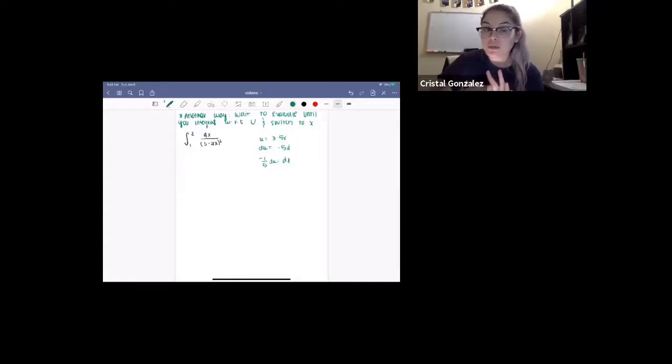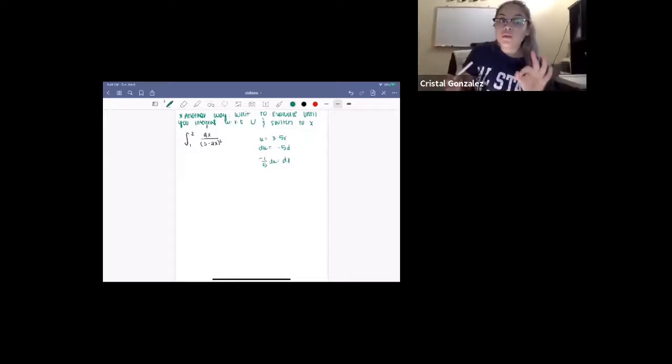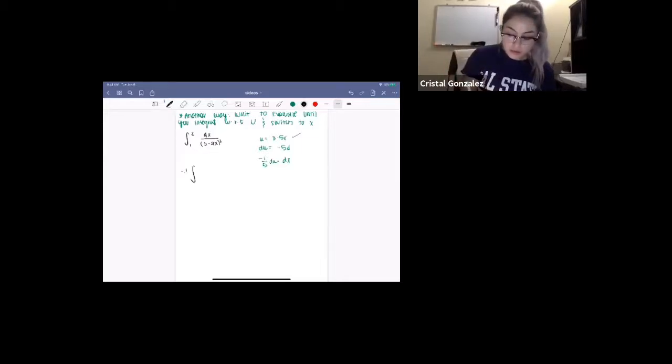You need to be really careful when you do this, because I will mark points off if you rewrite what I'm about to show you. So same problem, but I just want to show you how it works. We still pick our u to be 3 minus 5x. Everything is the same. But when you plug u back into that integral, when you get negative 1/5 u to the negative 2 du, right? I'm just plugging that back in.